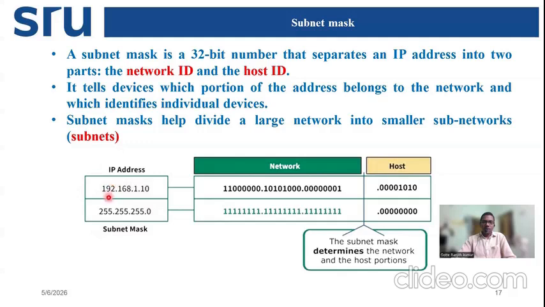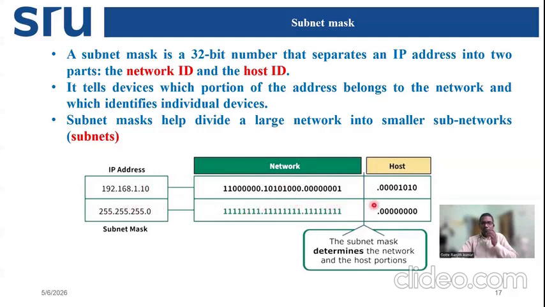This is the decimal representation. Now we represent the same thing in binary. Convert 192 into binary, 168 and 1. So these three bytes represent the network ID. That's why in the subnet mask, the first 3 bytes are written as all ones. All ones are the same as 255. This is the binary representation, and this is the decimal representation.